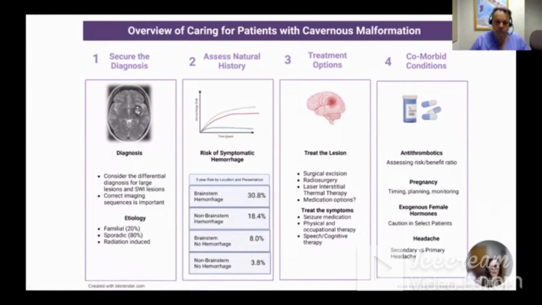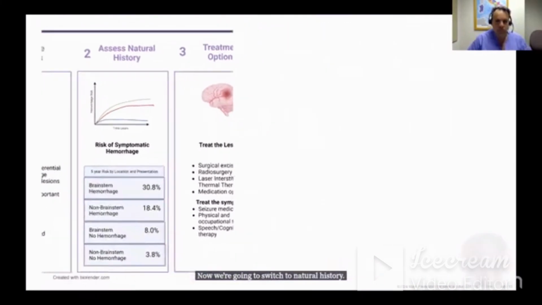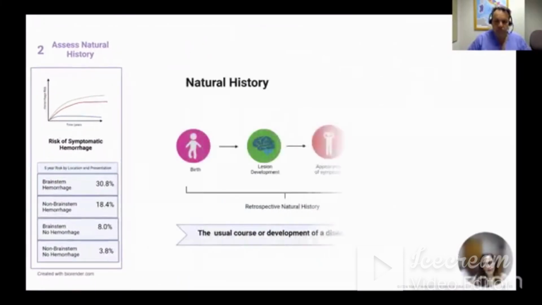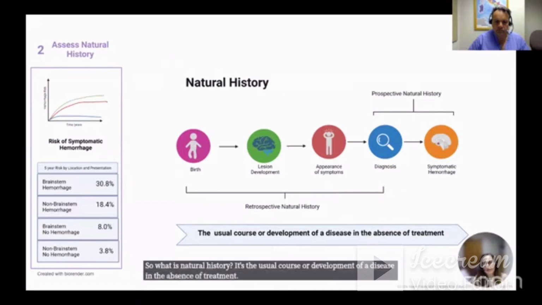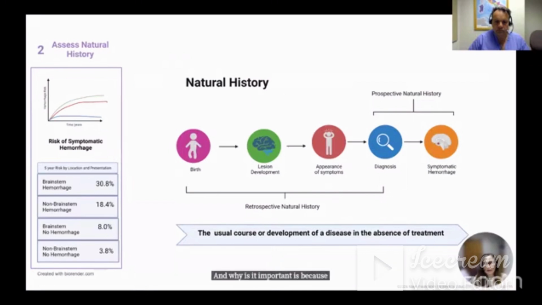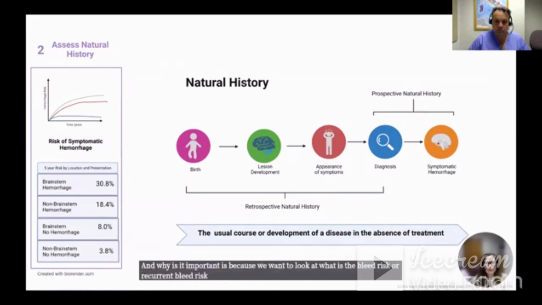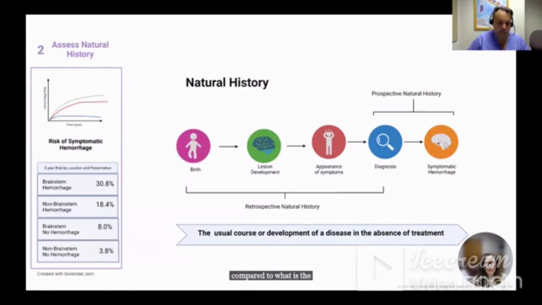Now we're going to switch to natural history. So what is natural history? It's the usual course or development of a disease in the absence of treatment. And why is it important? It's because we want to look at what is the bleed risk or recurrent bleed risk compared to what is the risk of a surgical or medical intervention.